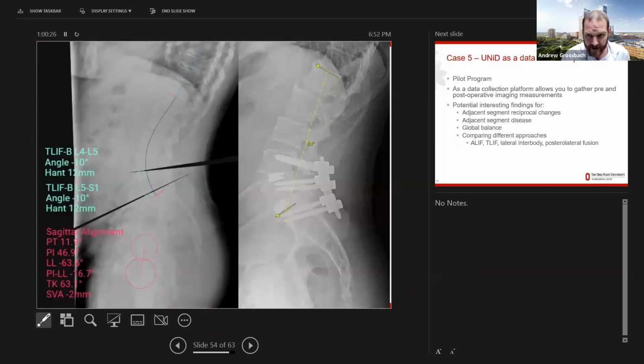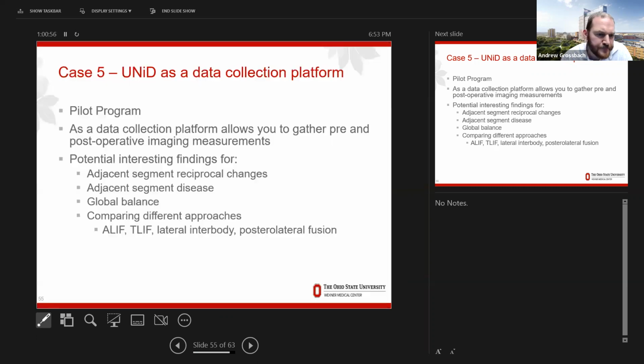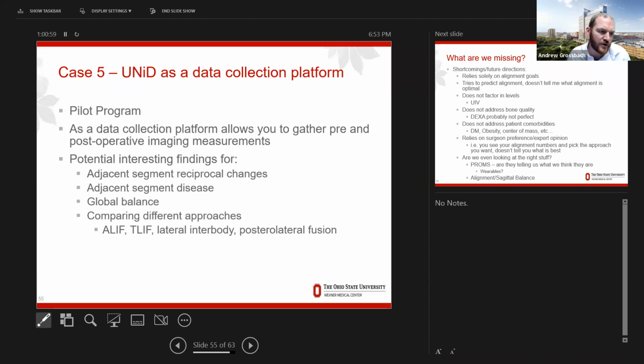For these, I'm not getting patient-specific implants. I don't think they make a difference with 1-2 level degenerative cases. But this is mainly to capture what their preoperative alignment looks like, what our plan is, what we get post-operatively, and then what happens to adjacent segments and their global alignment after. We collect these at each follow-up time point, and hopefully learn to better predict reciprocal changes. Like I said, this is kind of a pilot program.